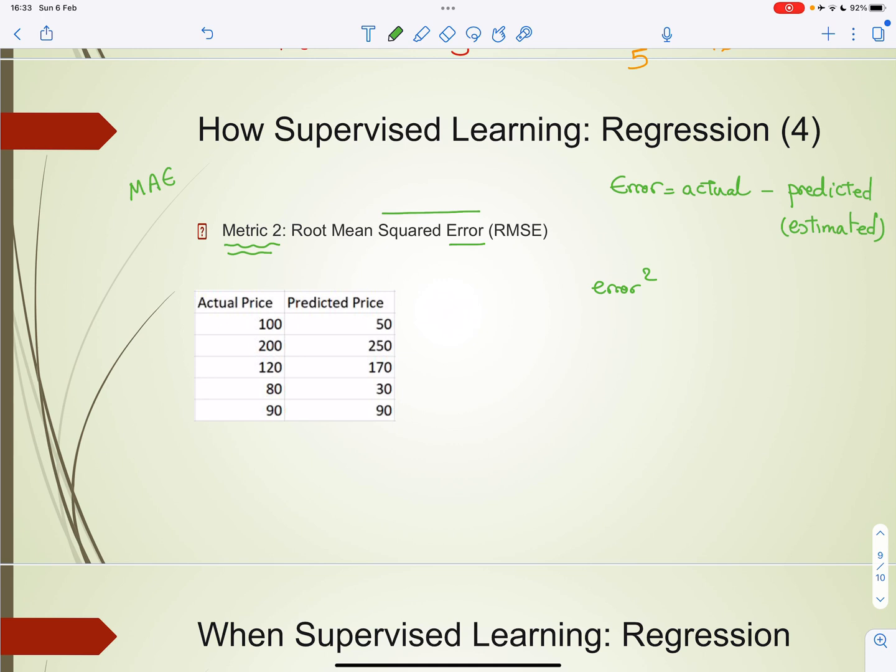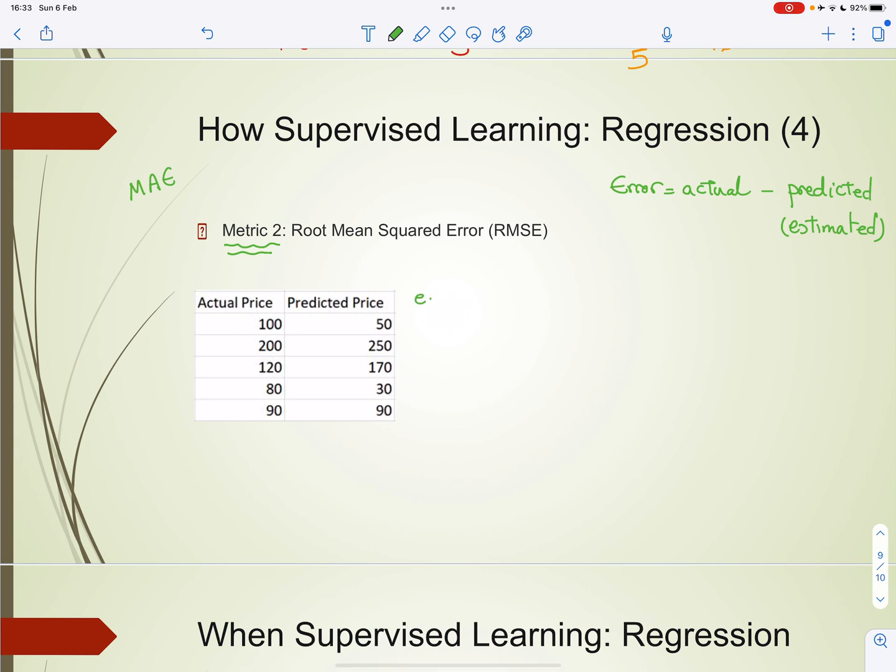And then it says mean, so divided by the number of cases. And it says root mean square error, which means this. And this is the formulation. So this is all the formulation. I just wanted to show you that it's not as scary as the name. So let's see what the rationale behind this metric is.